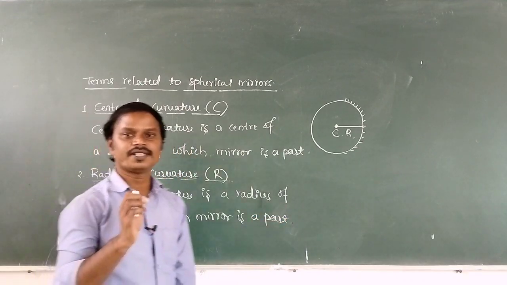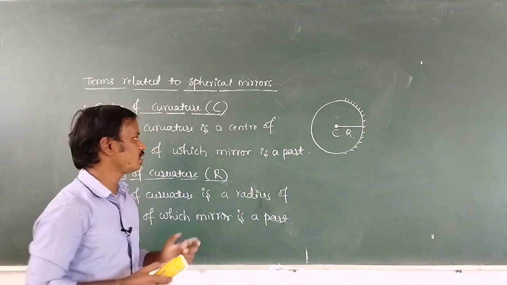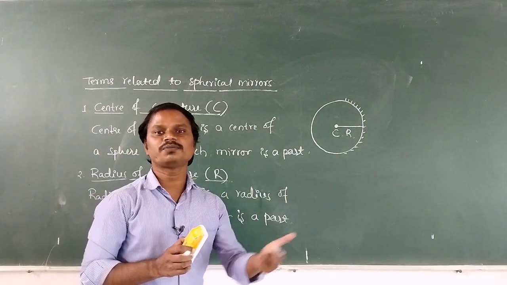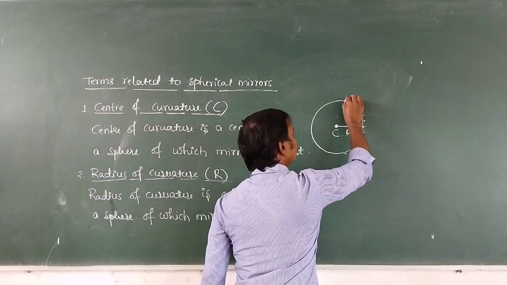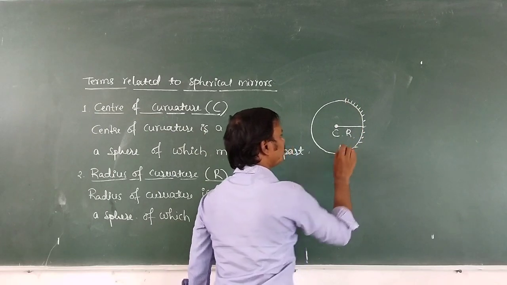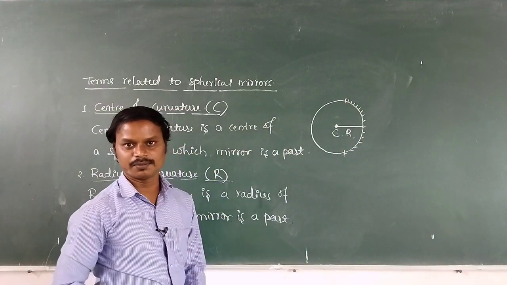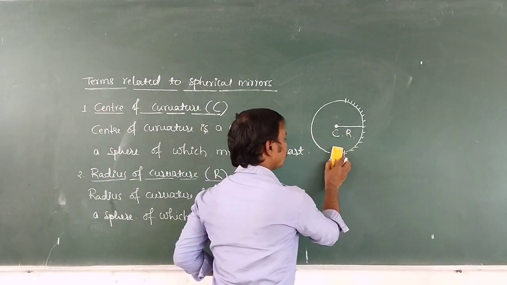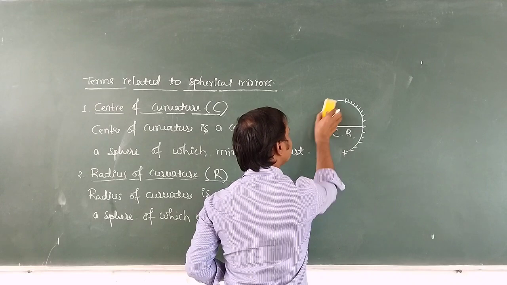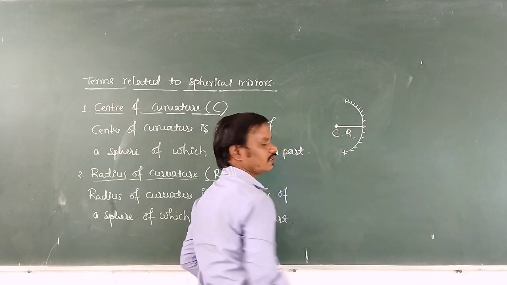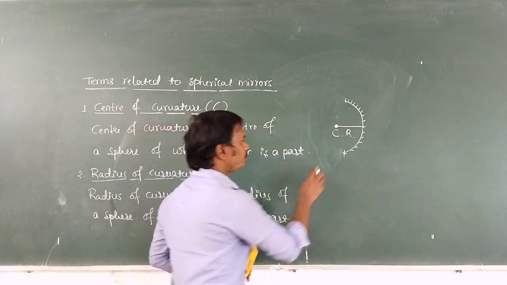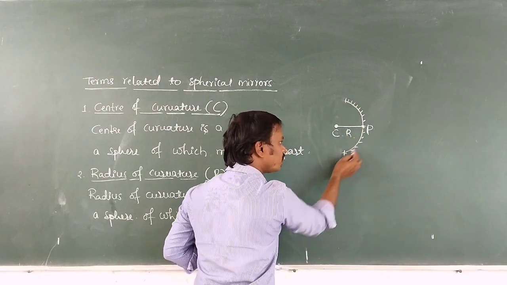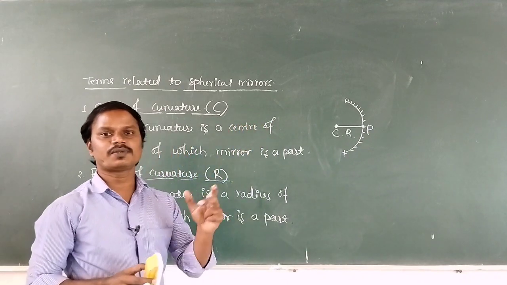The next term, a very important term, is called the pole. What do you mean by pole? Pole is nothing but the midpoint of the spherical mirror. Let us take this spherical mirror. Which type is it? It is a concave mirror, because its reflecting surface is towards the center of curvature. If the reflecting surface is away from the center of curvature, that type of mirror is a convex mirror. The midpoint of the spherical mirror is called the pole. The pole can be represented by P.